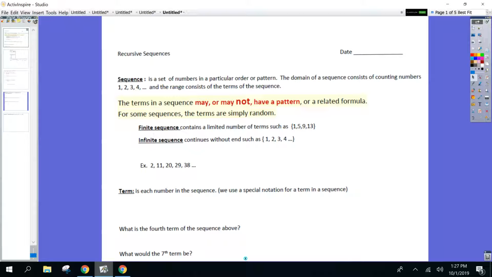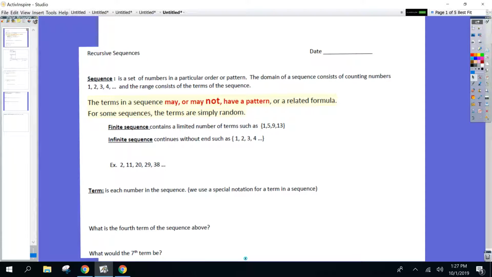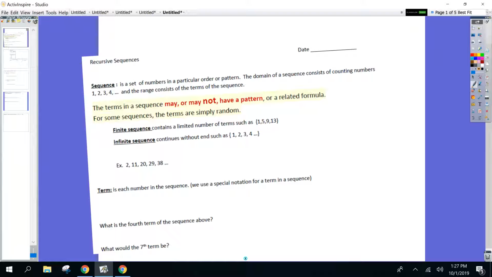Am I really concerned about that? No. Here's what I'm concerned about. New notation going in. Everyone sees my new sequence right here. 2, 11, 20, 29, 38. There's my sequence of numbers. Again, it may or may not have a pattern. We'll decide that in a second.